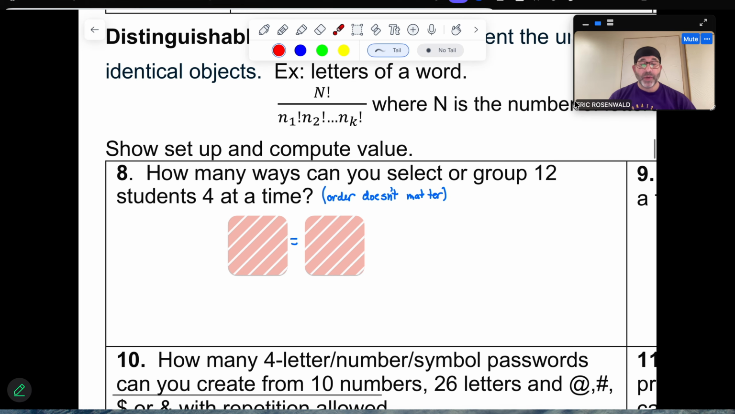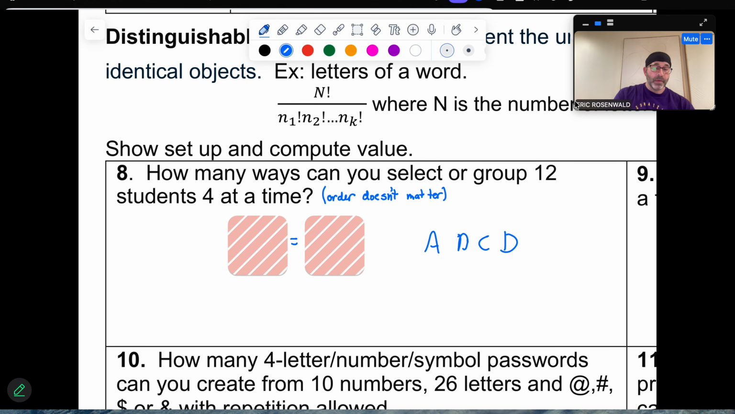It says, how many ways can you select a group of 12 students 4 at a time? So just to put this in perspective, if I have students A, B, C, and D, and then I had students A, D, B, and C, isn't this the exact same group? It's just that they're rearranged, right? So the order here doesn't matter.